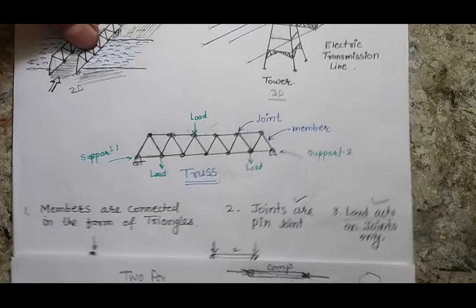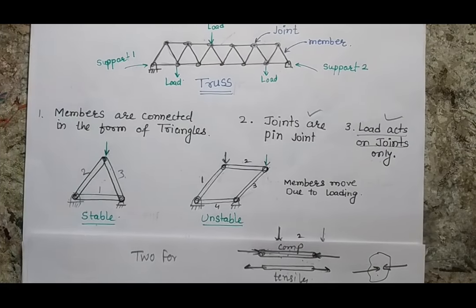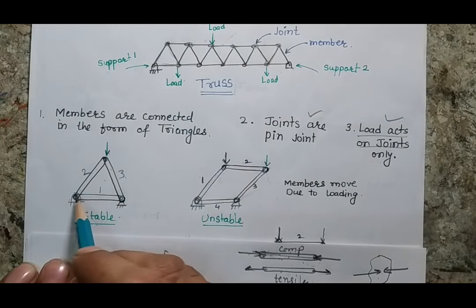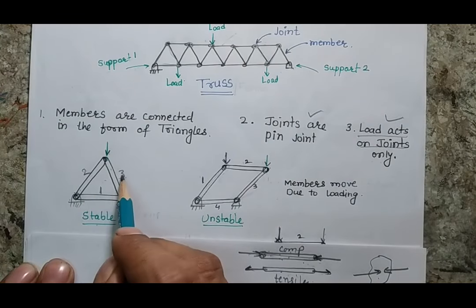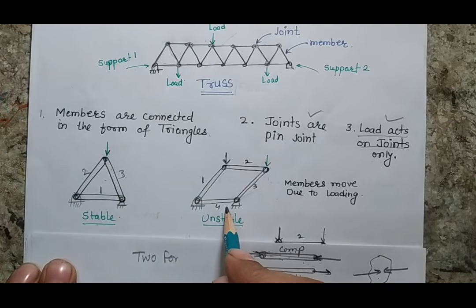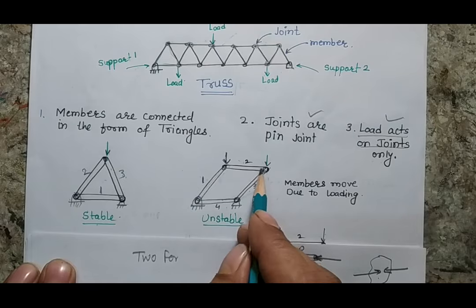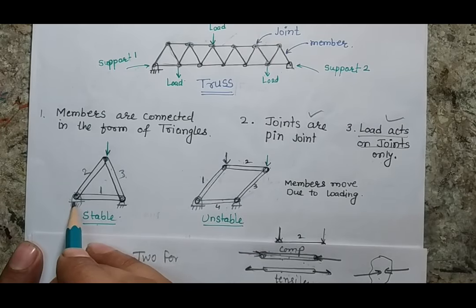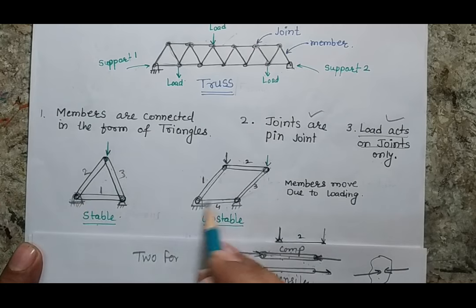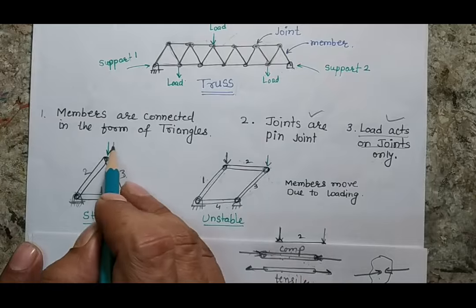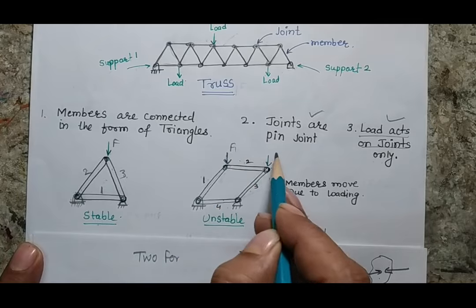So let's consider two cases. In the first case, I am showing three members connected to the pin joint, the members 1, 2 and 3. In the second case, I am showing four members connected with pin joints. Now I am putting this truss or this structure on two supports, 1 and 2. Similarly, I am putting this structure on two supports, support 1 and support 2, and I am applying a force F here. Here also I am applying forces F1 and F2.